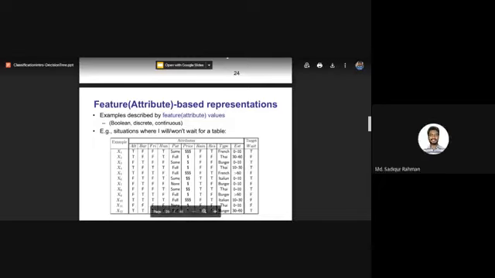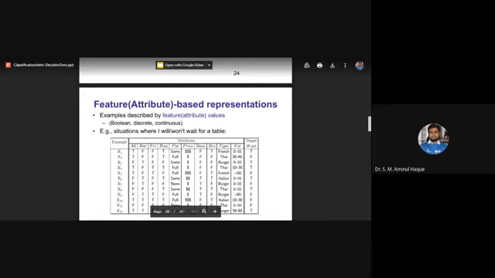The categorical attribute? No. All are categorical. This one is also categorical. This true, false, isn't it categorical? Right, sir. These are also categorical. Type is also categorical, isn't it?